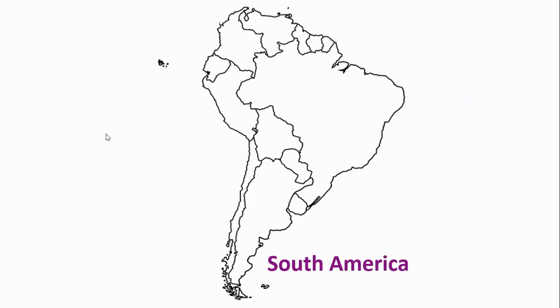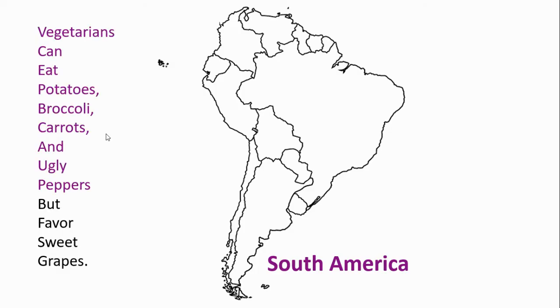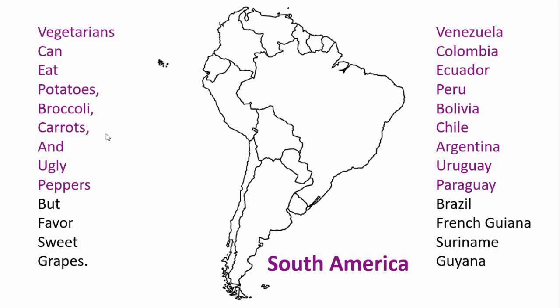Yes, South America does have a number of countries, but I guarantee this sentence, although a bit long, will help you locate and name every single country in South America. Vegetarians can eat potatoes, broccoli, carrots, and ugly peppers, but favor sweet grapes. So we get the countries of Venezuela, Colombia, Ecuador, Peru, Bolivia, Chile, Argentina, Uruguay, Paraguay, Brazil, French Guiana, Suriname, and Guyana.